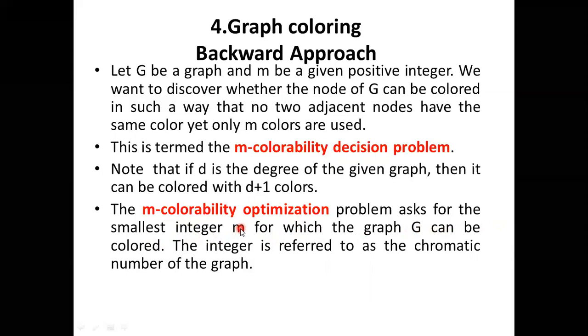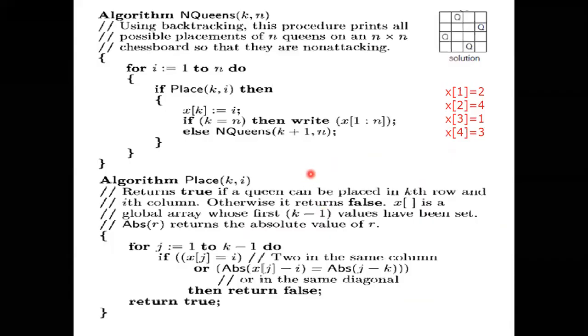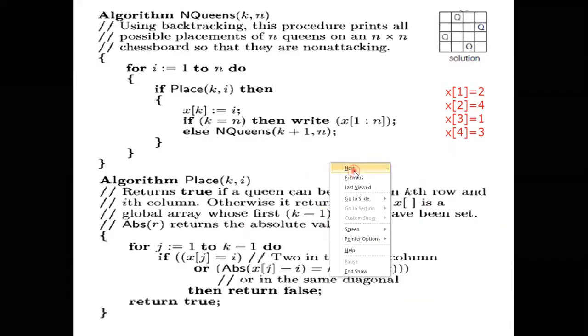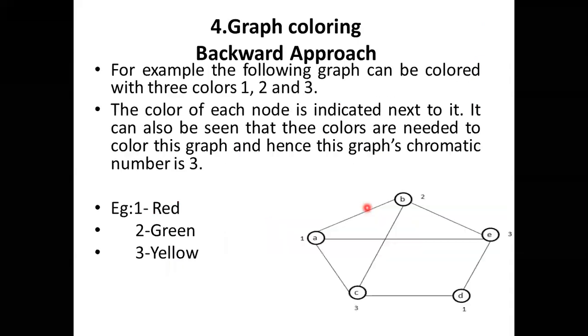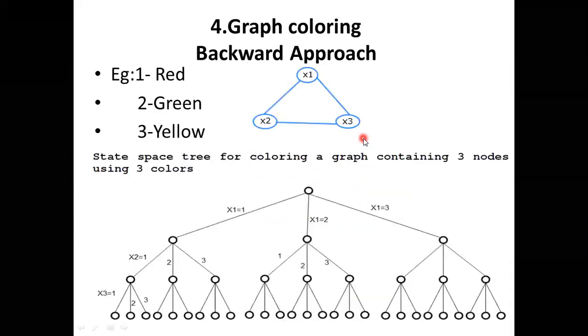Smallest integer, the chromatic number will be smaller so that it has to be satisfied. That is called the M-colorability optimization problem. Just know what I explained. M is equal to 3, right? Now I will go and explain one example.